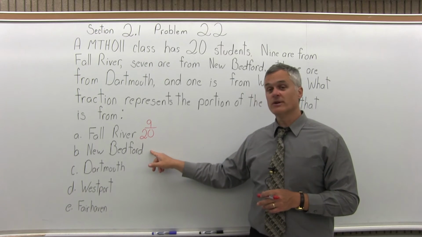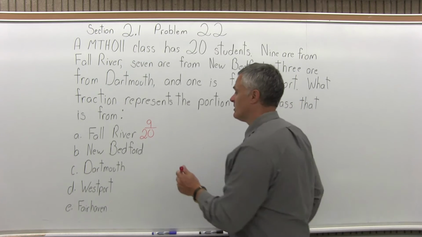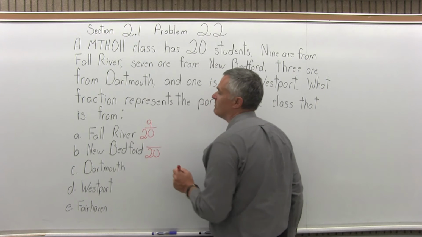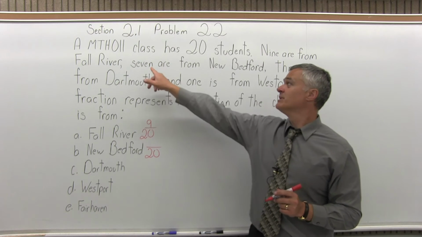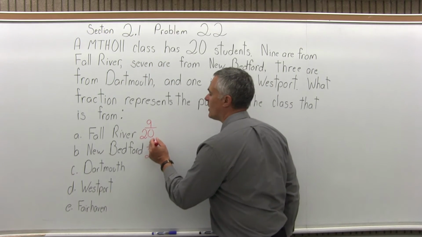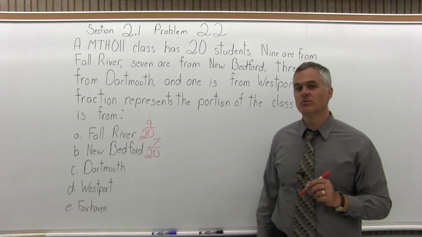So we'll do New Bedford now. Now again, the denominator will tell me how many students are in the class altogether, so that's still 20. But the numerator now will be 7 because there are 7 students from New Bedford. So 7/20ths of the class is from New Bedford.